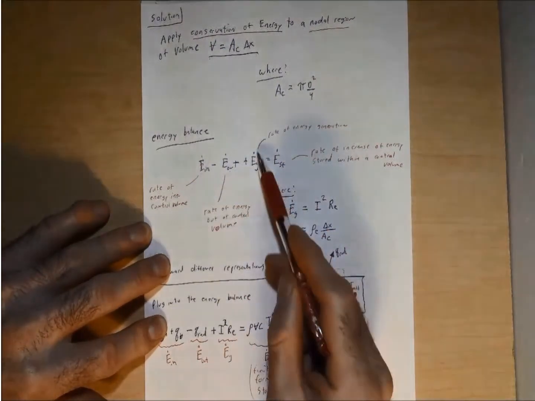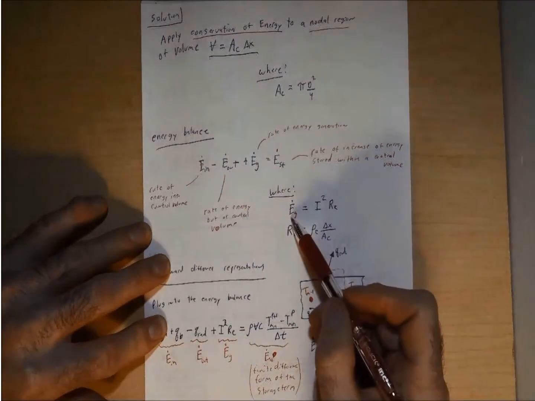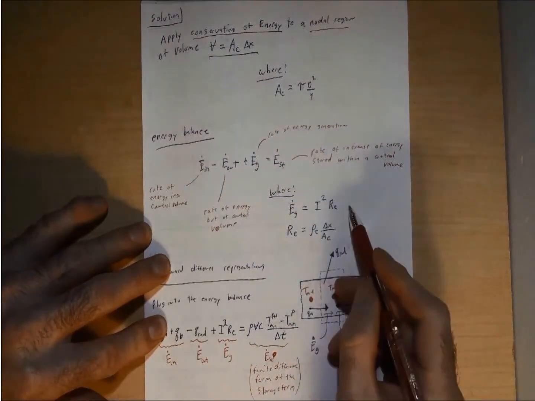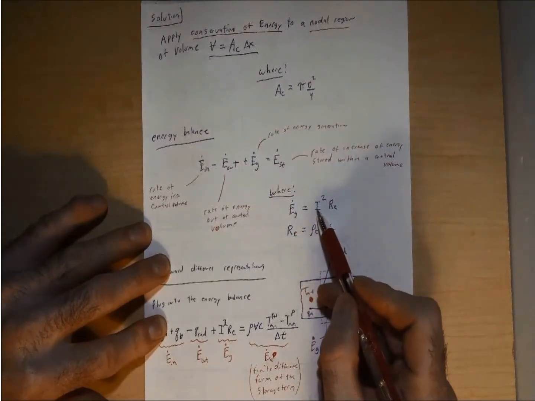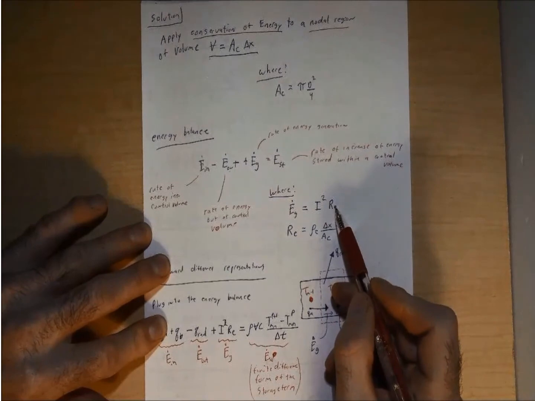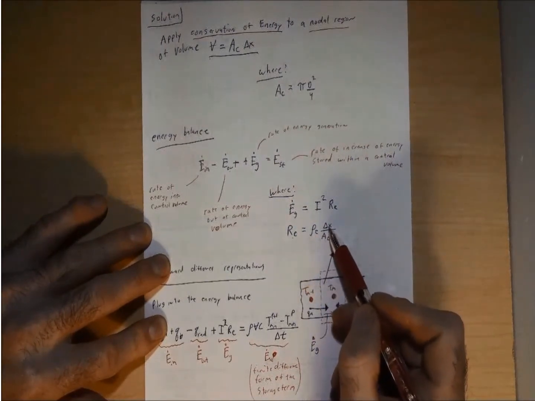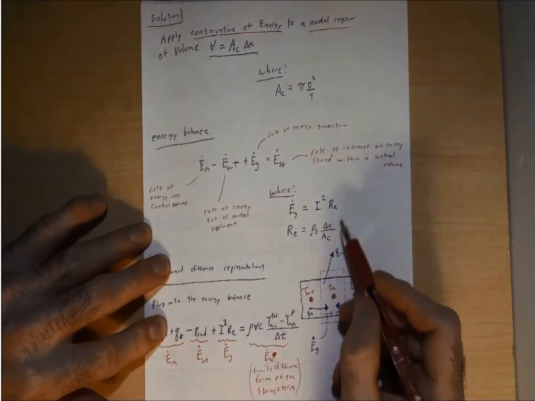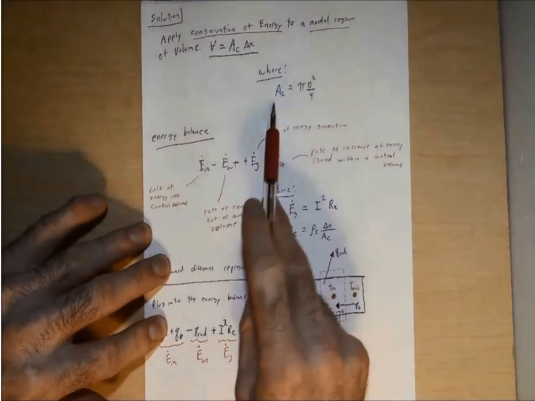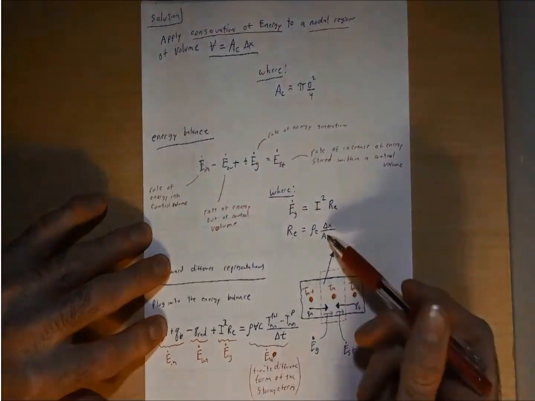So let's take a look at E sub G, our rate of energy generation. So our E sub G is given to us by this relationship from our text here, that E sub G, our rate of energy generation, is equal to our I squared times R E, where R E is given to us as rho sub E times delta X over A C, where our delta X is given to us in the problem statement, the distance between the nodes, and A sub C we've now defined by this equation up here, pi d squared over 4.